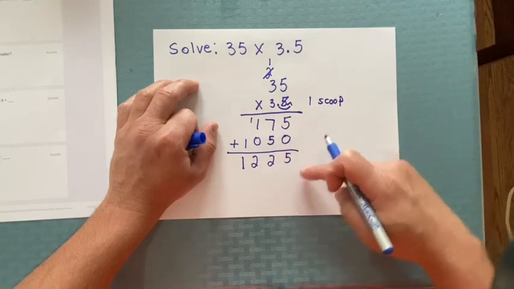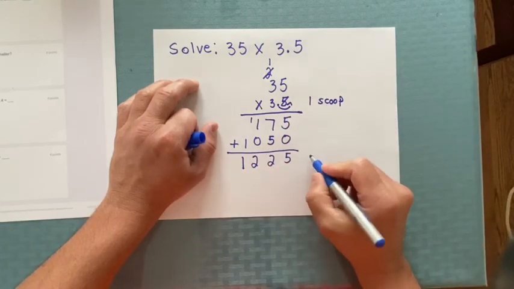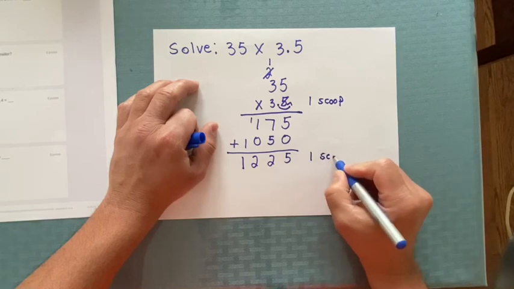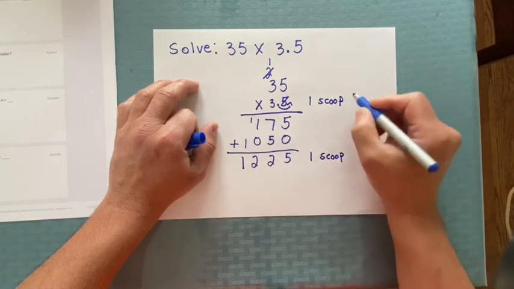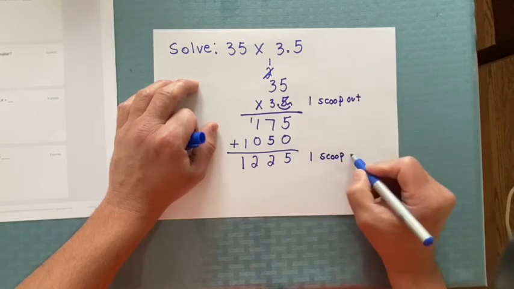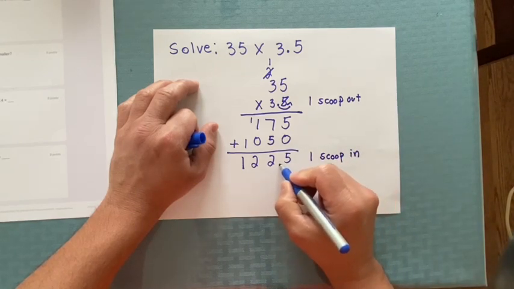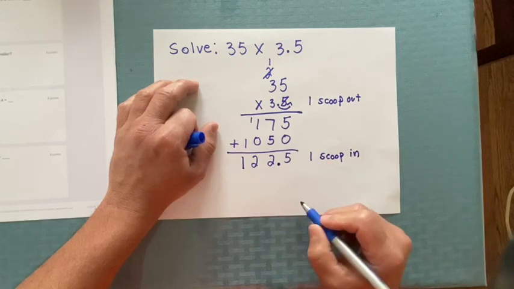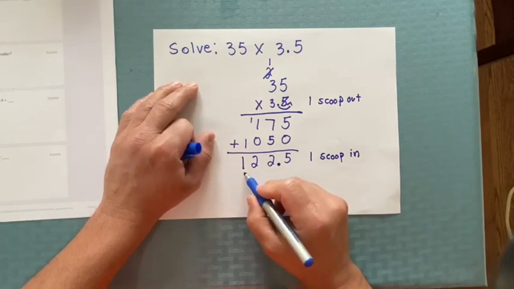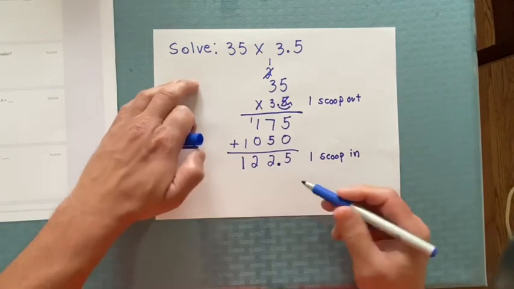Now I'm going to scoop back in the same amount of time, 1 time. So I'm going to scoop in 1 time. This is scoop out. This is scoop in. I'm going to scoop in 1 time, beginning from here, 1 time over. My decimal would be right here. And my answer is 122 and 5/10.